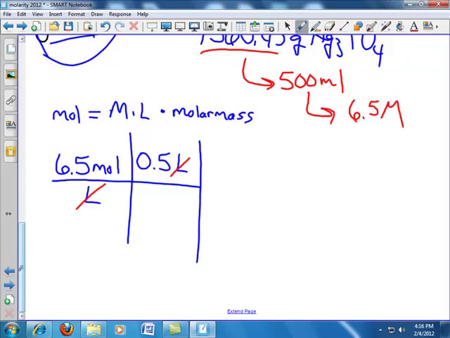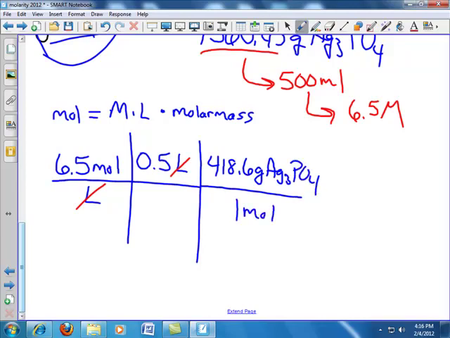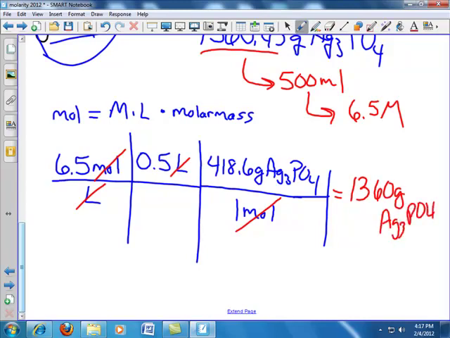If I take that and I put in 418.6 grams of Ag3PO4 per 1 mole, now my moles cancel. And if I do all that math, I'm going to get the same mass that I got up there, 1,360 grams of Ag3PO4, and I did it all in a T-box. So the T-box is kind of helpful. So either way is beneficial.